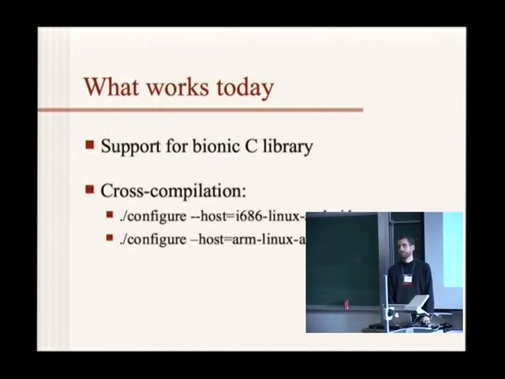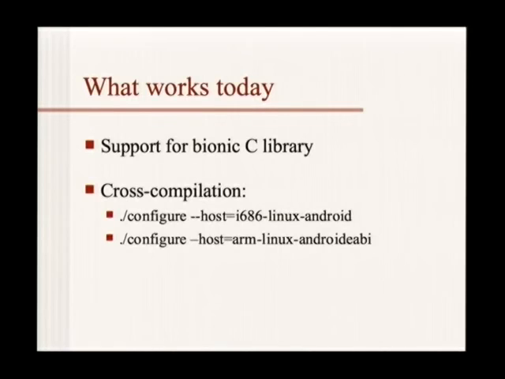So if you get the Wine source, you can build for Intel Android or ARM Android simply with the configure online. You have to install the Android NDK, of course, and then you can build an Android version of Wine. Of course, what you get if you do this is a version of Wine that lets you run command line applications, which is not all that interesting.